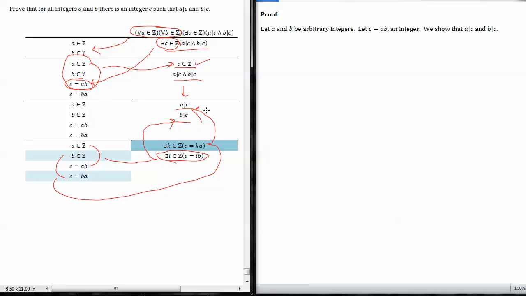Okay, and so I said I was going to show a divides c, so maybe I'll comment on that one first. So because c equals ba, and b is an integer, we have that a divides c. And similarly, because c equals ab and a is an integer, we have that b divides c. And those are the two things we needed to prove. So we're done.